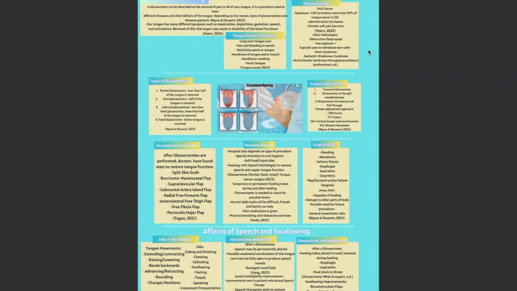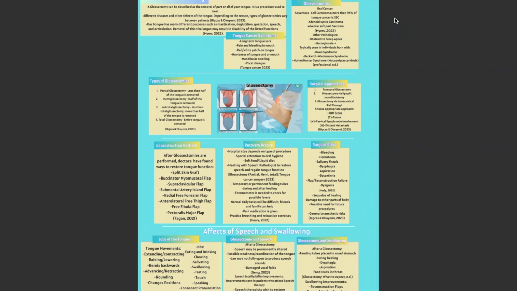Less common cancers resulting in glossectomies can be adenoid cystic carcinoma, which develops in the salivary glands, or alveolar soft part sarcoma, which can be seen in the head and neck regions and is a cancer coming from types of soft tissue.